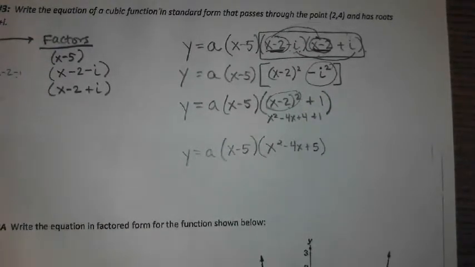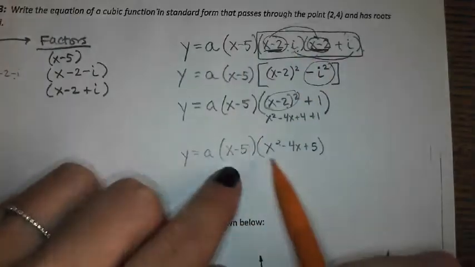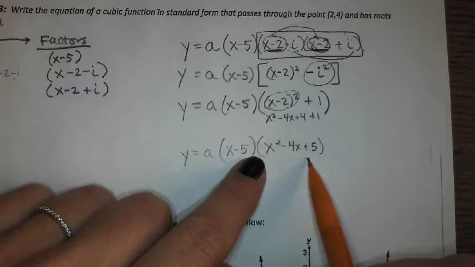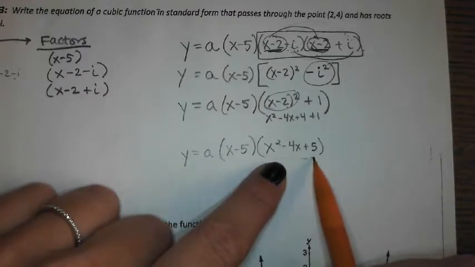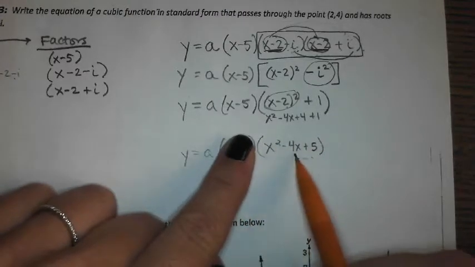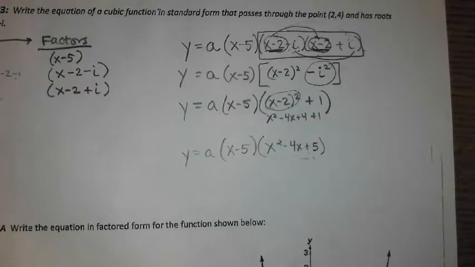Now I'm going to plug in my point. Okay? So now that my imaginaries are all gone, and by the way, anytime you have two imaginary roots, they're going to make a quadratic. When you multiply them all out, they're going to make a quadratic factor, because that quadratic factor has imaginary answers. Okay? There's no way to really write a linear factor without an i. It's going to have an imaginary root. So from here, let's plug in 2, 4.